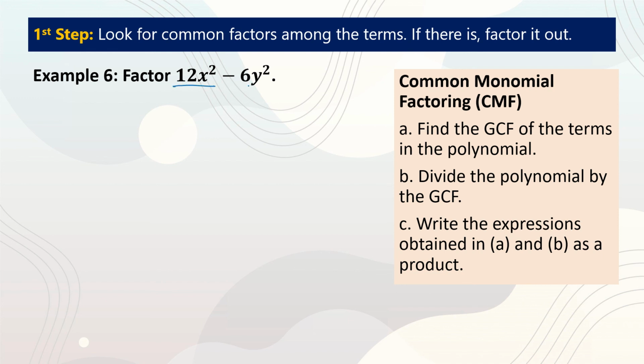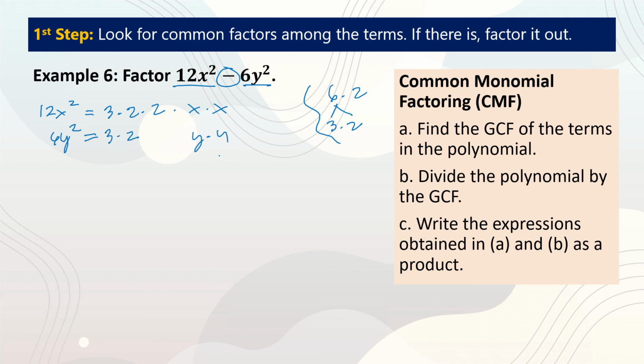There are 2 terms. This is the first term, second term, separated by the minus. 12x squared is, okay, you can think of 6 times 2, but 6 is not prime. 6 must be 3 times 2. So 3 times 2 times 2, that's 12. Then x squared is just x times x. Second term is 6y squared. 6 is 3 times 2. Y squared is y times y.